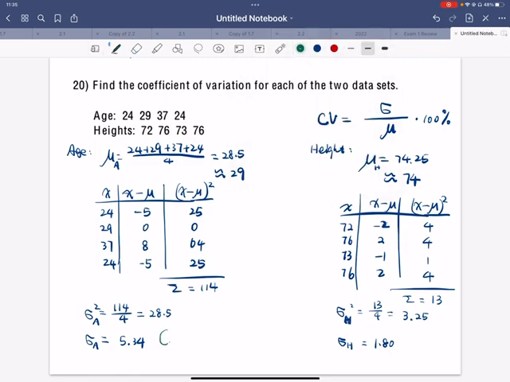All right, so coefficient of variation for age, we will use 5.34 divided by the mean, which is 29, and multiply by 100%. So after the calculation, 5.34 divided by 29, I get 18.41%.